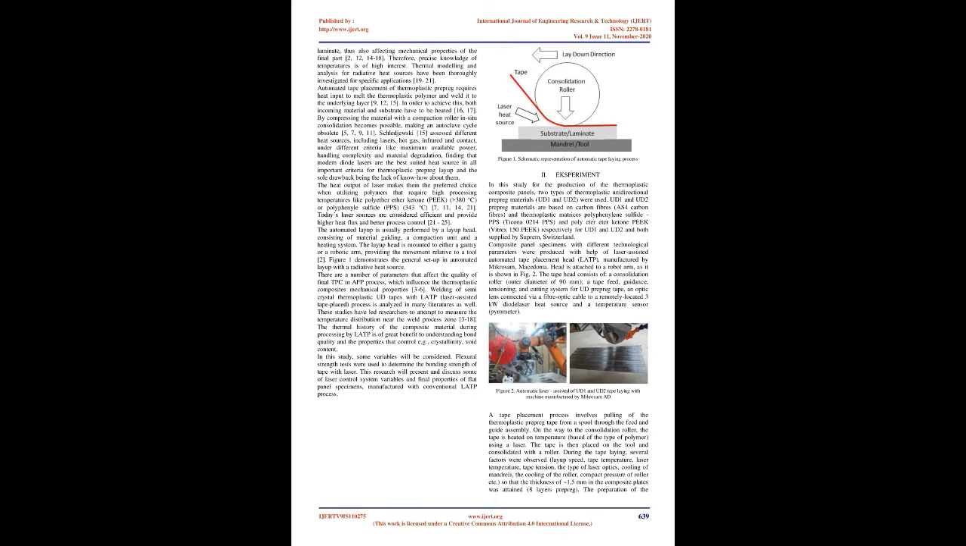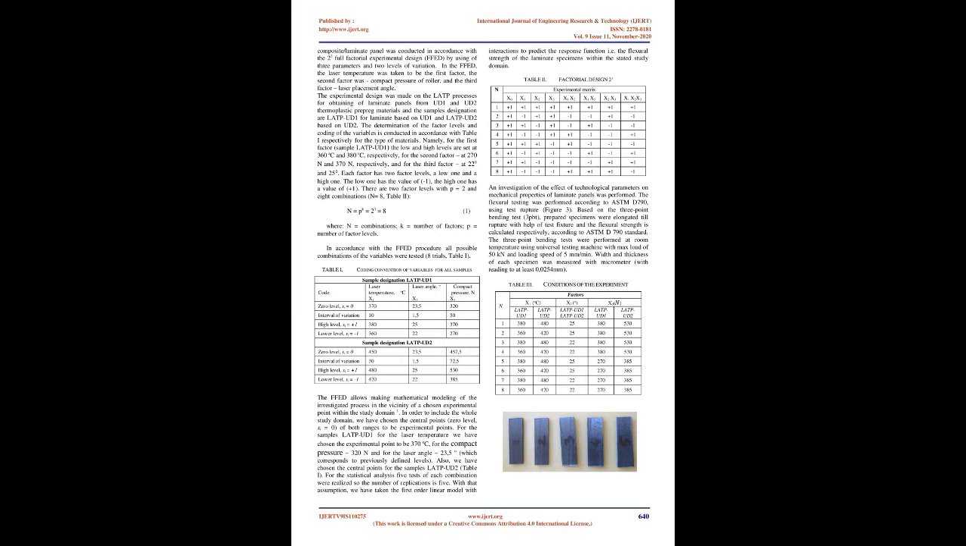[21 to 25]. The automated layup is usually performed by a layup head, consisting of material guiding, a compaction unit, and a heating system. The layup head is mounted to either a gantry or a robotic arm, providing the movement relative to a tool [2]. Figure 1 demonstrates the general setup in automated layup with a radiative heat source.